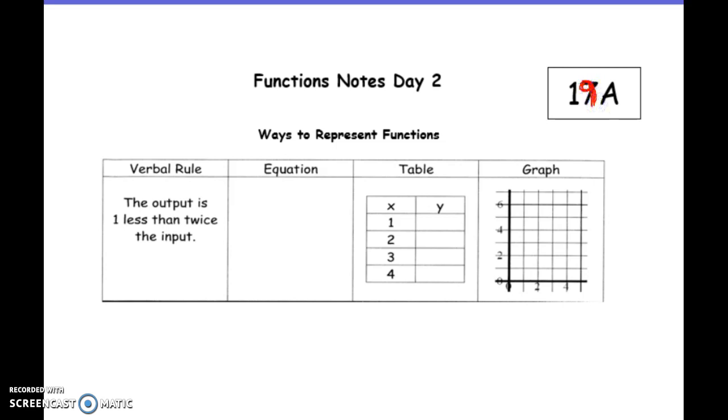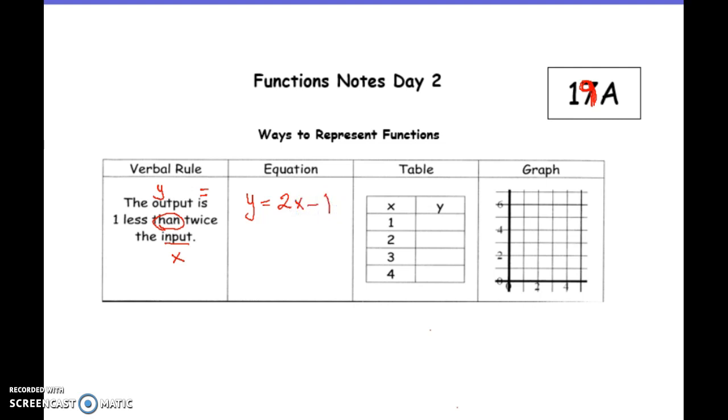Alright, we're going to start out with various ways to represent functions. The first way we have is a verbal rule. In this example, the output is 1 less than twice the input. Now the output would be your y value. Our equation would be y is equal to 1 less than twice the input. The input would be your x value. So twice the input would be 2x, and 1 less would be minus 1.